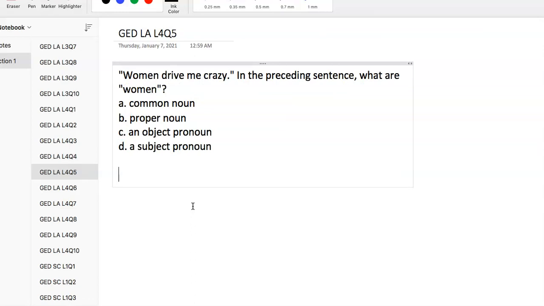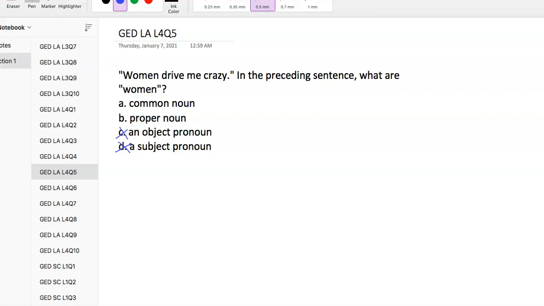Okay. Women drive me crazy. In the preceding sentence, what are women? Okay, and so we should be able to eliminate those pronouns really just right off the bat. Remembering that a pronoun is a word that replaces a noun. Women, that is not a replacement for a noun. Women are nouns. So as far as the difference between a common noun and a proper noun, a common noun is more general, such as women. A proper noun is more specific, such as an actual woman.